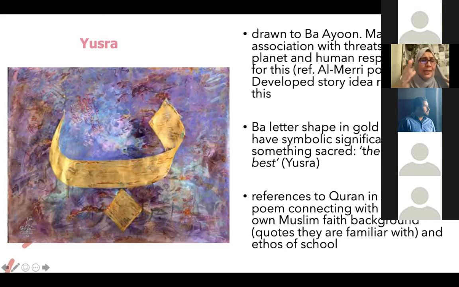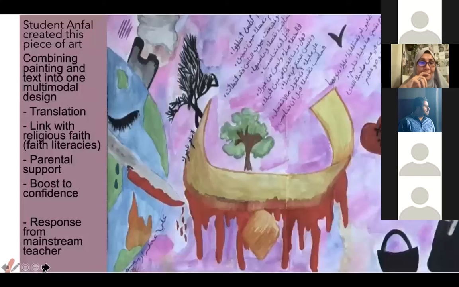It's gold, it's nice, it's beautiful, but the surrounding of it has this messy painting. This is what is happening in our planet. Our planet is dying. And she referenced this to the Quran as well when we did the poem. And she started to think to create her own poster with her story. Can we move on, please?